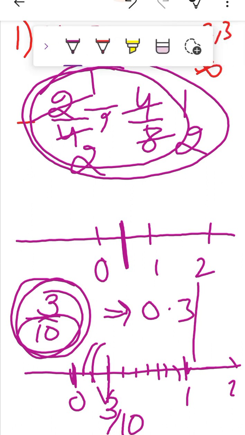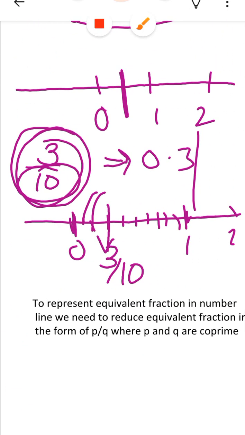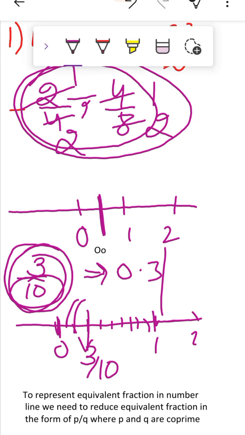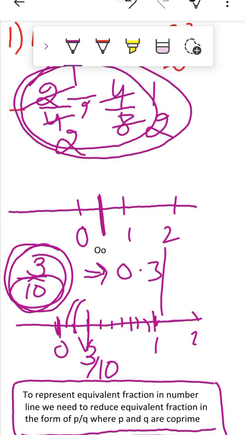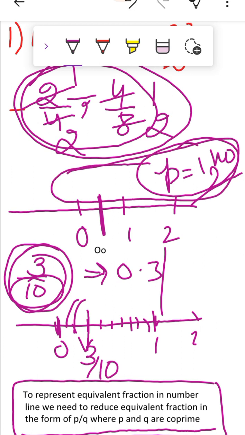So here we can say that to represent an equivalent fraction on the number line, we need to reduce the fraction to the form of p upon q, where p and q are co-prime numbers. Okay. So what is a co-prime number? What is a prime number? Prime numbers are those numbers which have only two factors, one and the number itself. And co-prime numbers means two numbers whose only common factor is one.